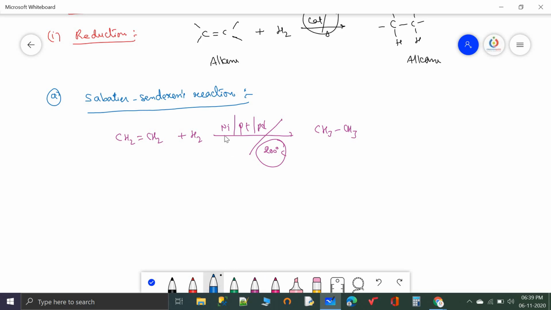You must remember that whenever you are using nickel, only then is the 200 degrees centigrade temperature required. But whenever you are using platinum or palladium, the reaction even happens at room temperature. So, I will take one more reaction.